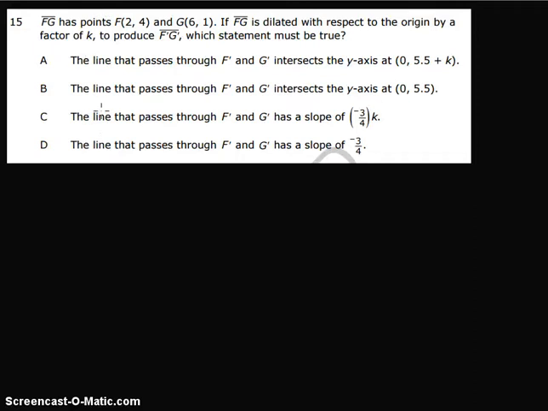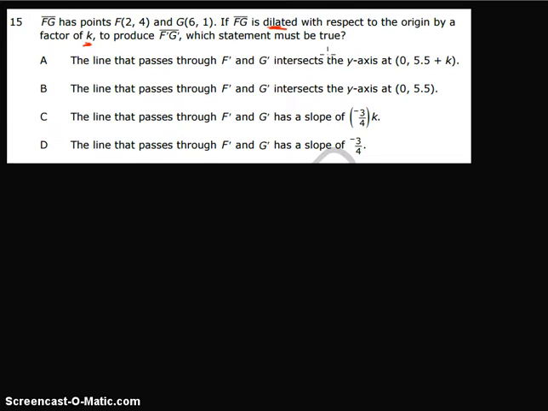Question number 15. FG has points F(2, 4) and G(6, 1). If FG is dilated with respect to the origin by a factor of K, to produce F prime G prime, which statement must be true?